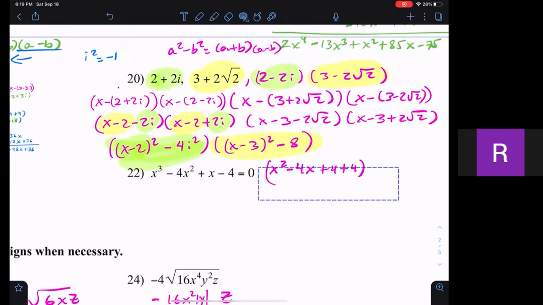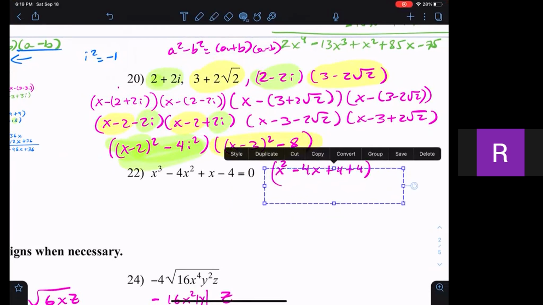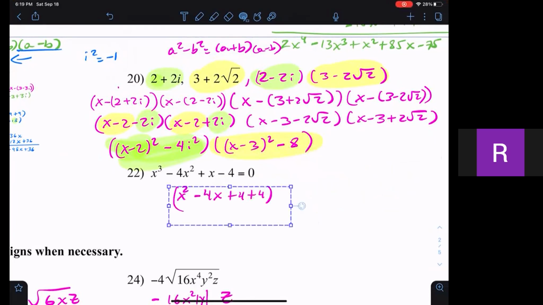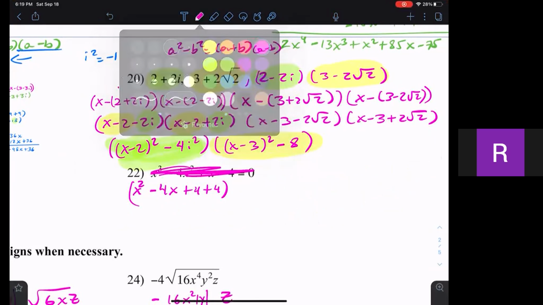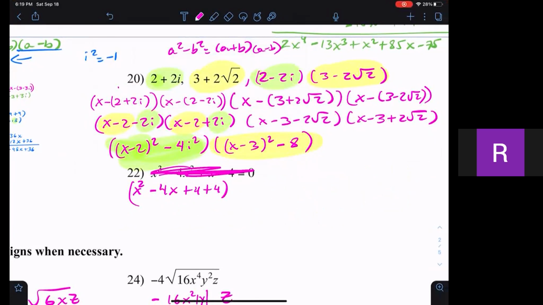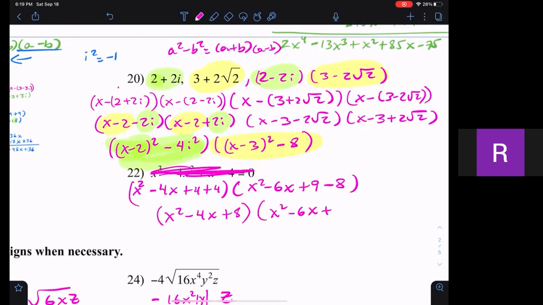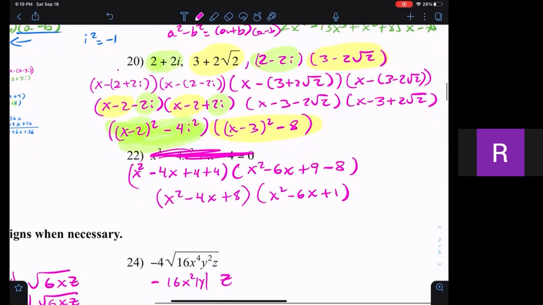Okay, so let me move things around. Let me move that here for now. Disregard this for now, okay? Don't get confused with this thing. Now what's next? I need to do the other one, right? x squared minus 6x plus 9 minus 8. So this is x squared minus 4x plus 8. And then this is x squared minus 6x plus 1. Now the FOILing thing, right? This.